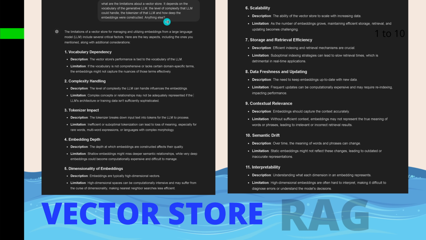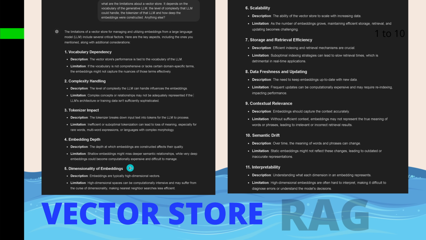Is there anything else? And GPT-4 comes back and says, hey, yeah, there are some topics: you have a vocabulary dependency. We talked about this. A complexity handling problem. We talked about this. The impact of the tokenizer. We talked about this. The embedding depth. We talked about this. The dimensionality of the embeddings.